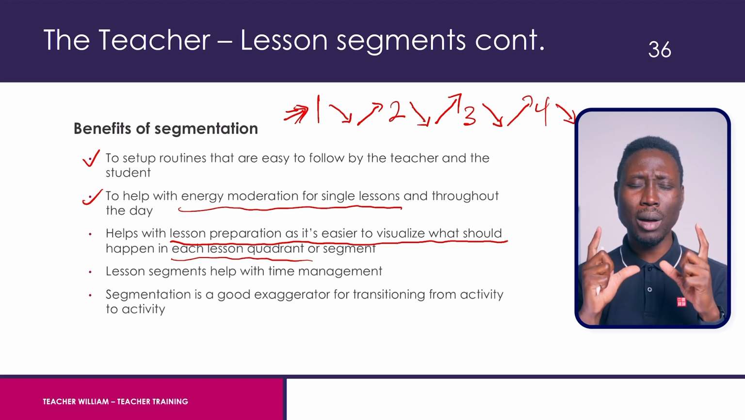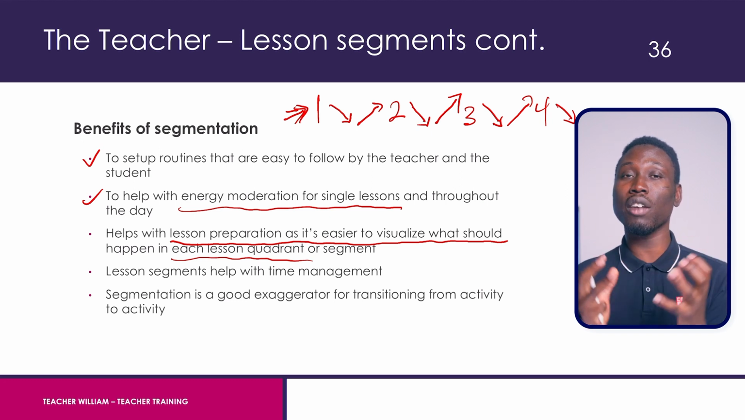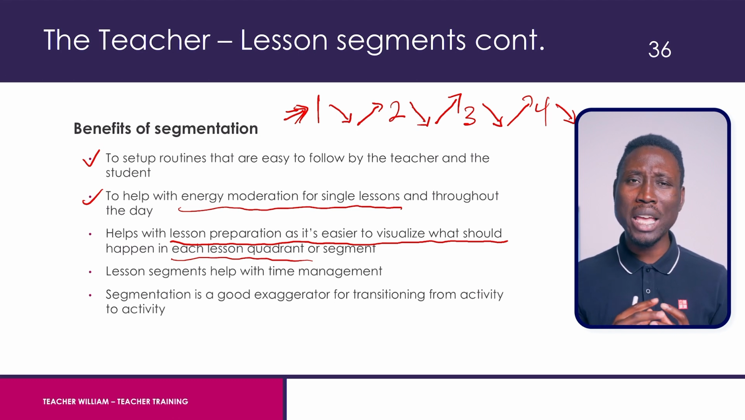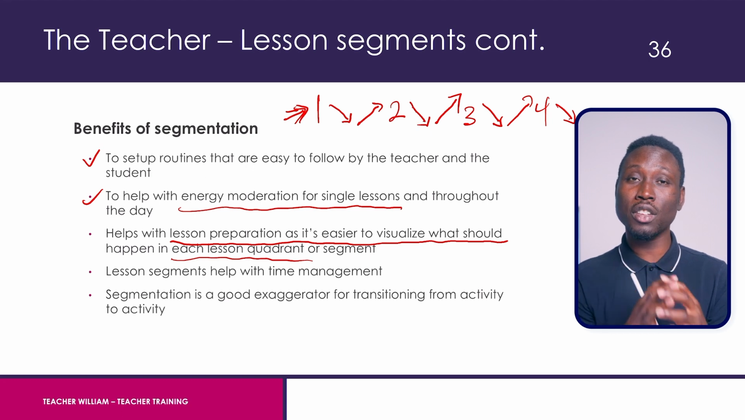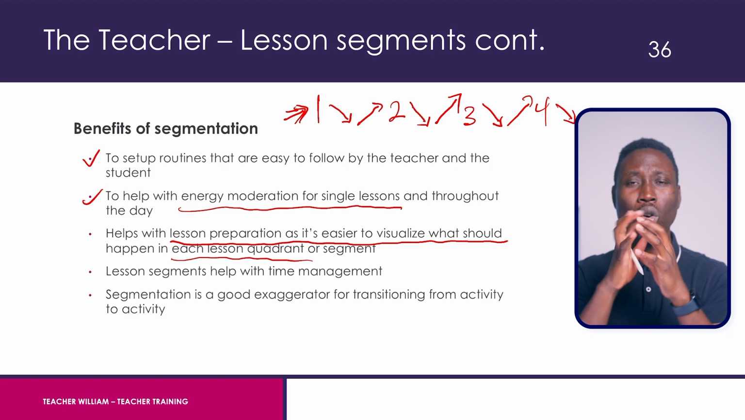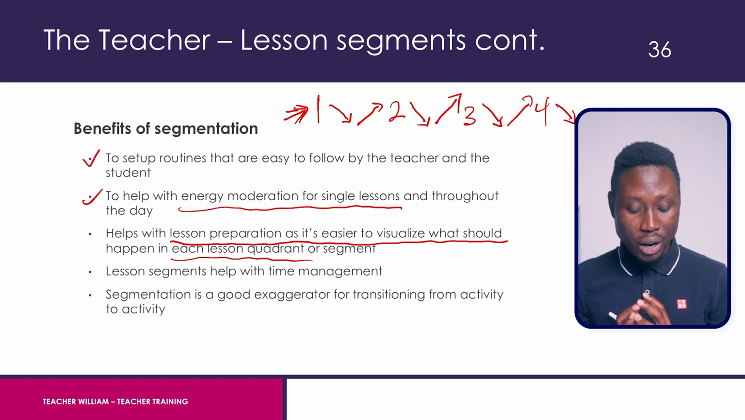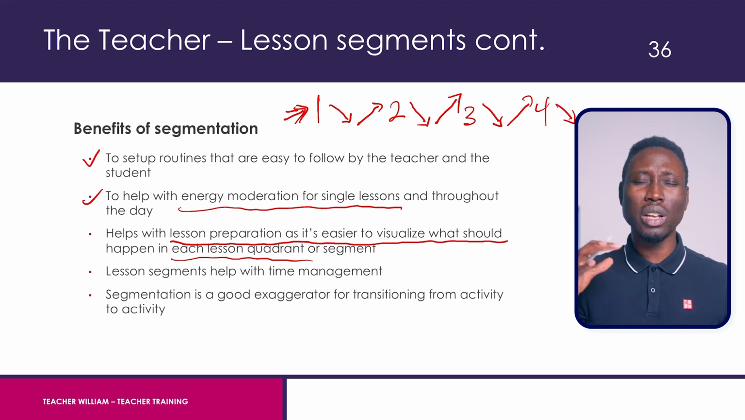So when we think about it this way, it's easier to plan for it. When you think about your main lesson as, what do I want to accomplish in this lesson? In this lesson, I want to teach animals. So you are thinking about it as a whole unit. That way, it's easy for you to visualize what should happen.